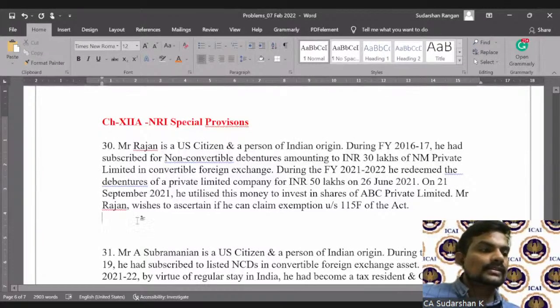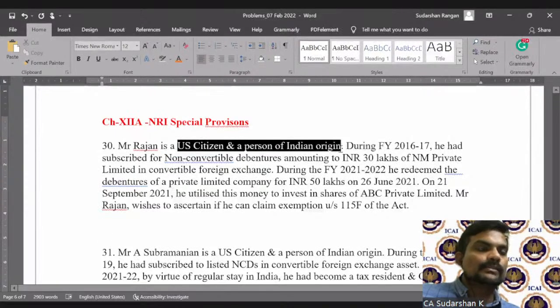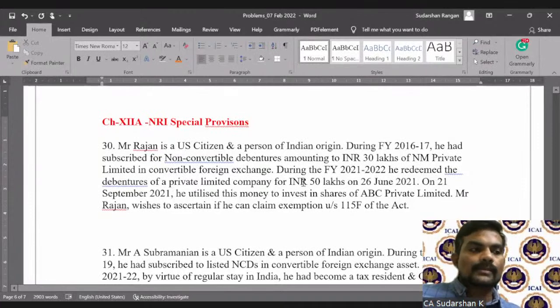Now, before he can know whether he can claim exemption or not, let's go step by step. Yes, he is a US citizen and POI. So Chapter 12A is applicable for NRI. He is a NRI because he's a person of Indian origin. Now next, it should be a specified asset that should be acquired in convertible foreign exchange. So he has got it in convertible foreign exchange. The question is, is this a specified asset?